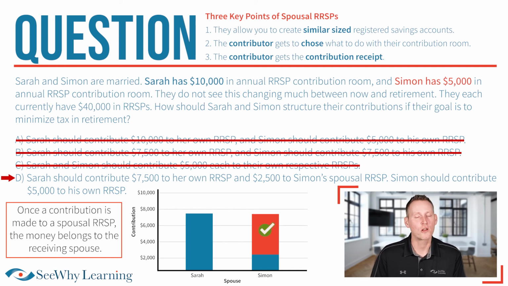Simon is using his full contribution room to contribute to his own RRSP, so that's good. Sarah has $10,000 in room and she's using all of hers too. She's keeping $7,500 for herself and then contributing $2,500 into Simon's spousal RRSP. Remember, she can do whatever she wants with her own contribution room. That leaves $7,500 in each of their registered plans, so this one ticks all the boxes. I think we can confidently choose answer D, and yep, we're right.